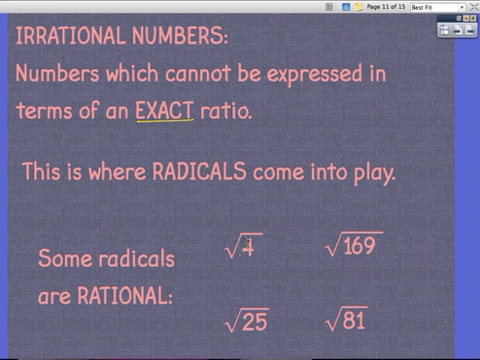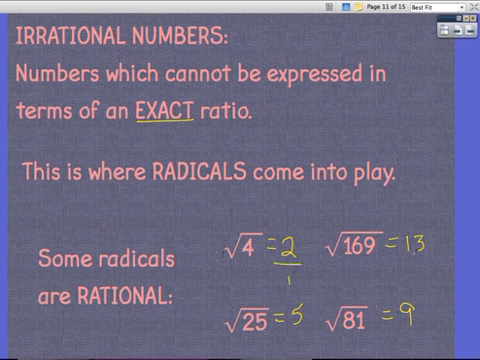I've got the square root of 4, the square root of 169, the square root of 25, the square root of 81. All of these numbers are rational because when I simplify them, I can say, okay, this is 2, this is 13, this is 5, and this is 9. I end up with a whole number each time that I can write as a ratio by putting it over 1.